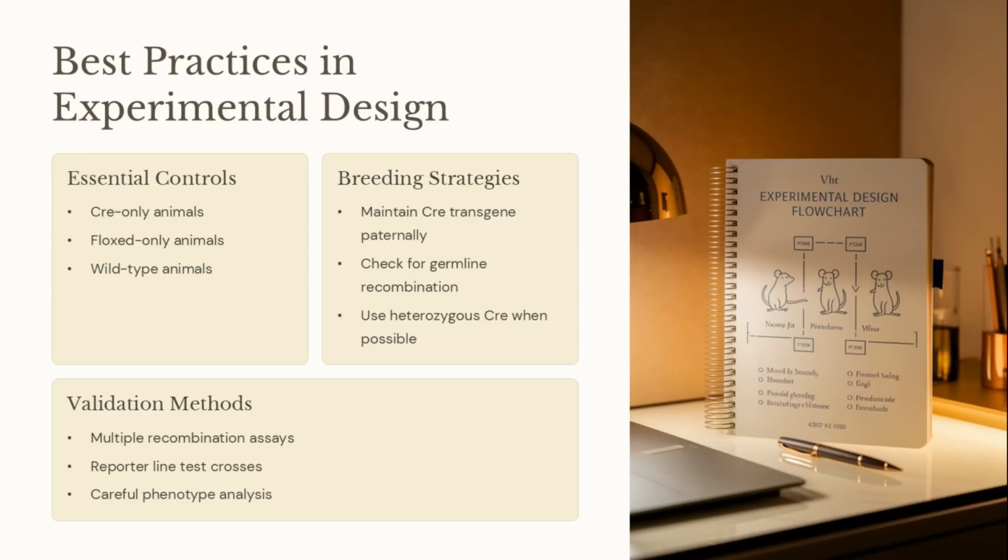Implementing best practices in experimental design ensures reliable results. Essential controls include Cre-only and floxed-only animals, as well as wild-type animals. Breeding strategies should maintain the Cre transgene paternally and check for germline recombination, using heterozygous Cre when possible. Validation methods encompass multiple recombination assays, reporter line test crosses, and careful phenotype analysis.